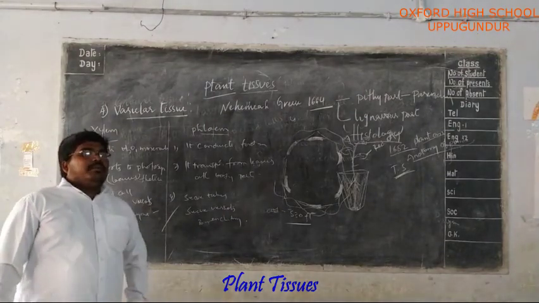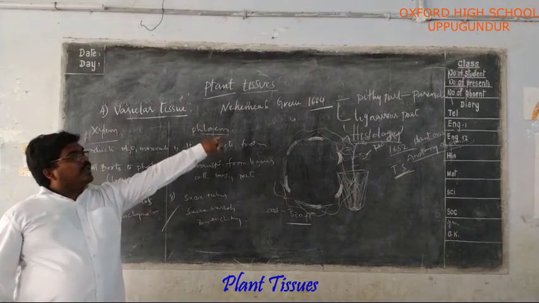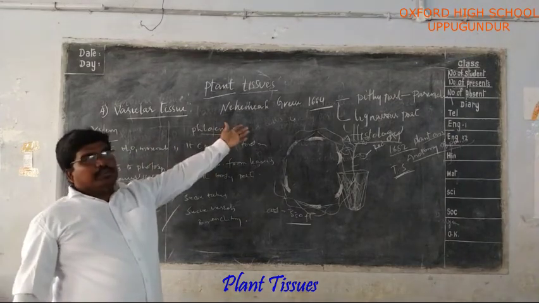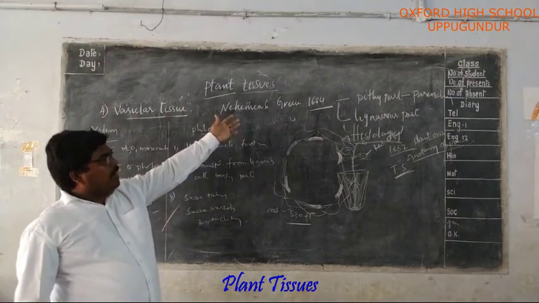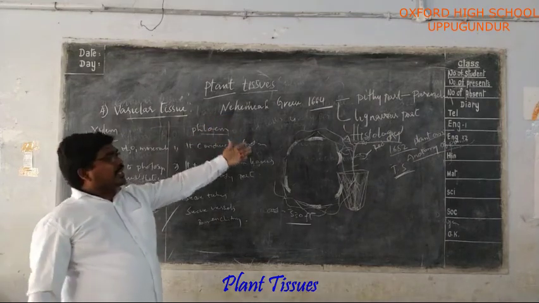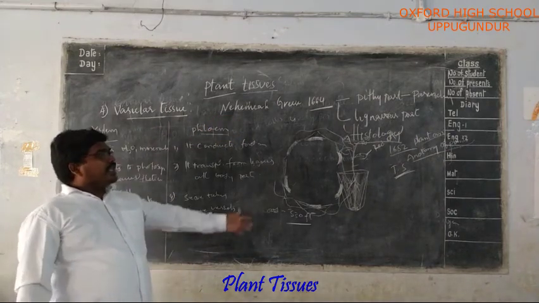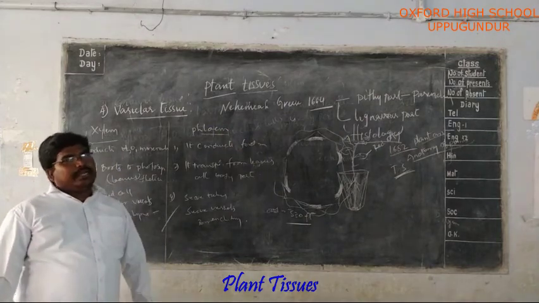So we have completed our lesson. Nehemiah Grew, the physiologist in the Royal Society of London, began to study the plant tissues. Studying of tissues is called histology, which is very important.